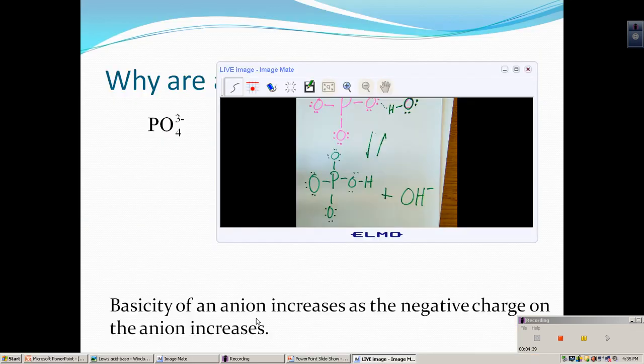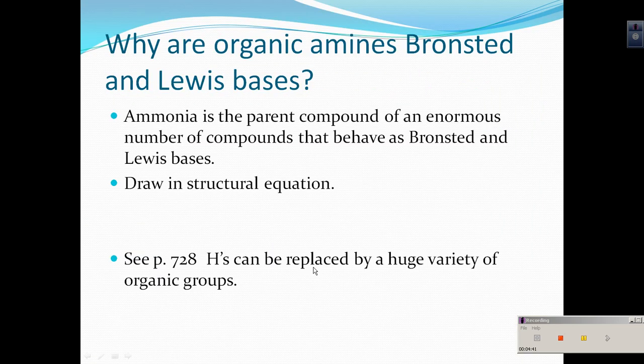Now, lastly, why do we have organic amines? Amines are anything with nitrogen in them, like amino acid. Why do they act as Bronsted and Lewis bases? Well, that's because ammonia is the parent compound of a massive number of compounds that are Bronsted and Lewis bases. If we look at the structure of ammonia, it'll actually explain why. This will let you see too where the ammonium ion comes from, how we get the ammonium ion from ammonia, the gas.